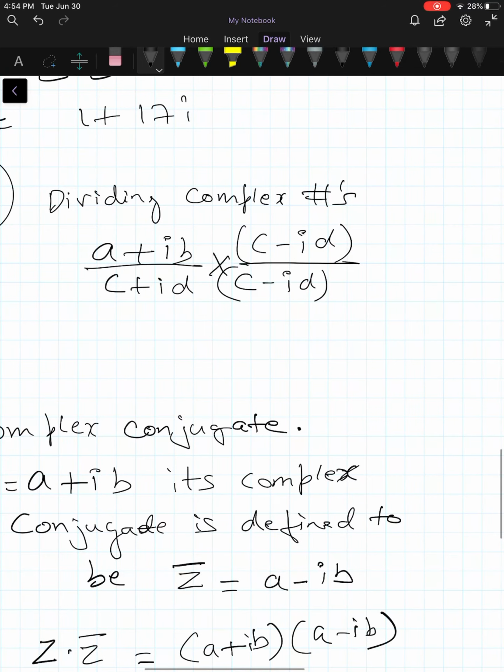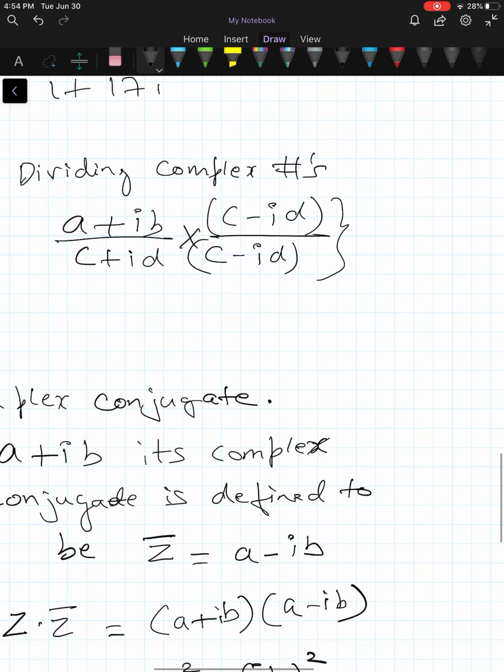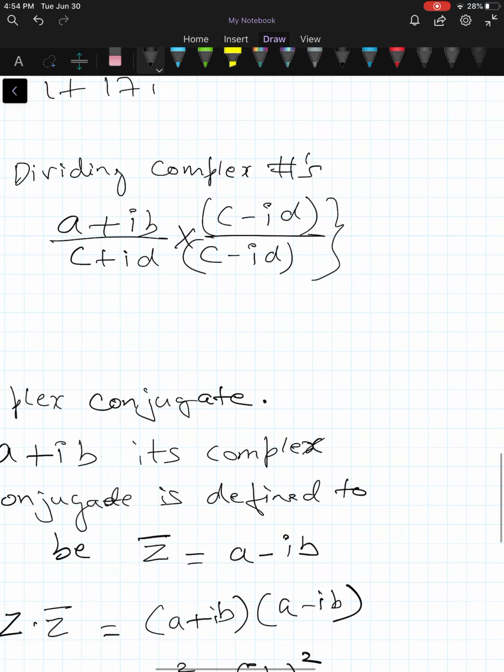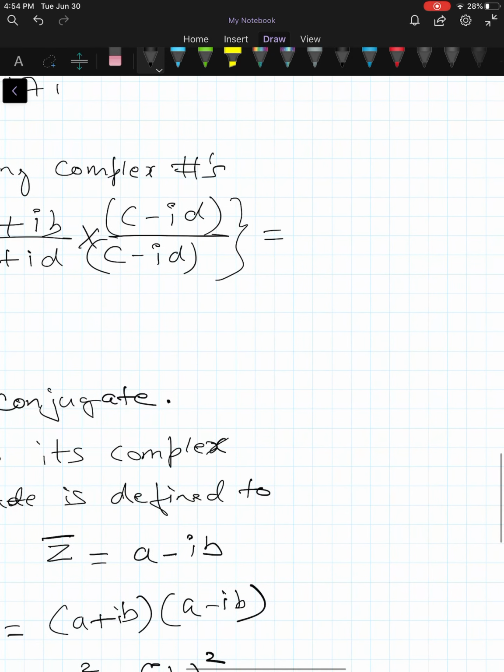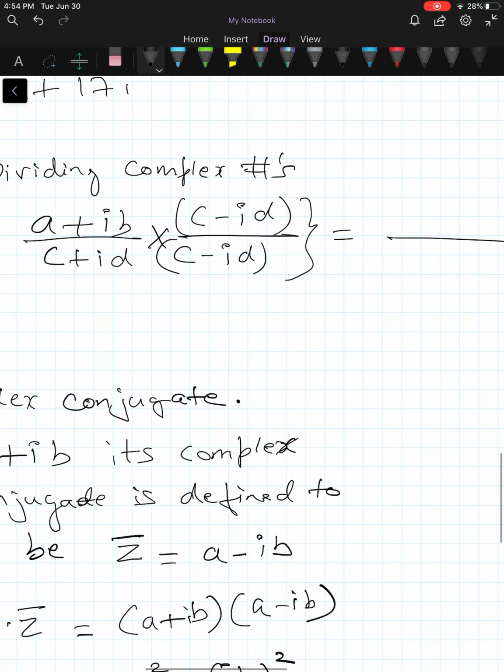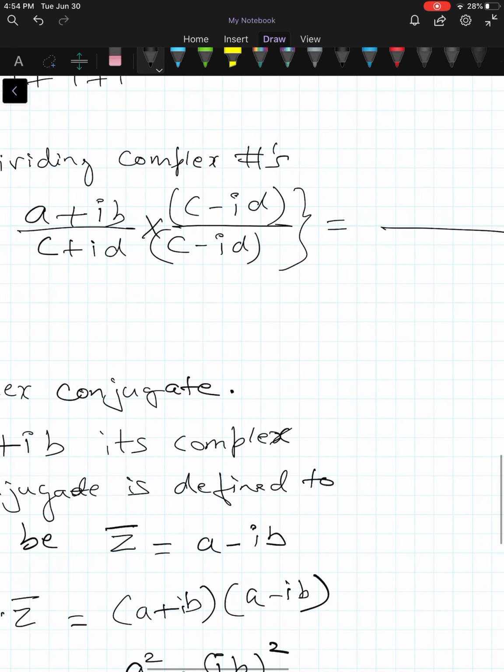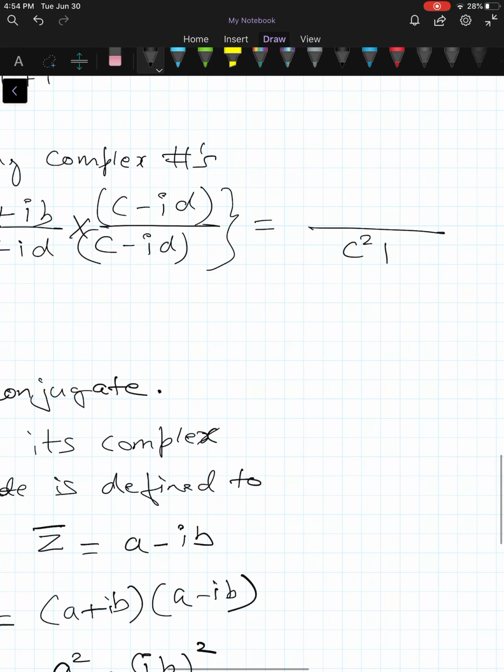By c minus id. This process is not making any difference to the original quotient that was given, because this particular term is nothing but 1. But this helps us get rid of the complex number in the denominator, and further complications will be avoided. So what we will be left with in the denominator, as we defined earlier, is z times z bar, so this will be c square plus d square, right?